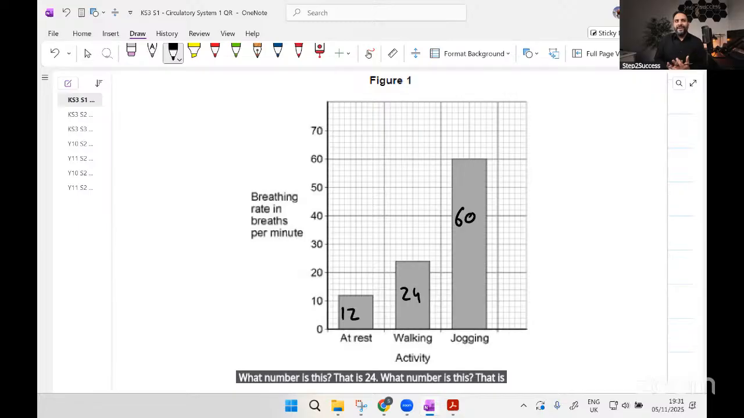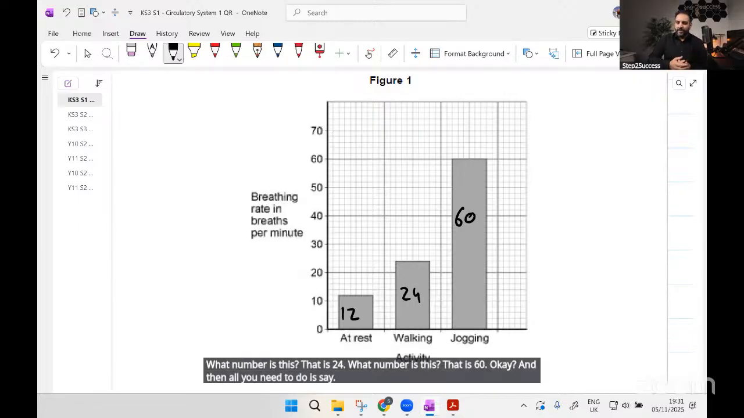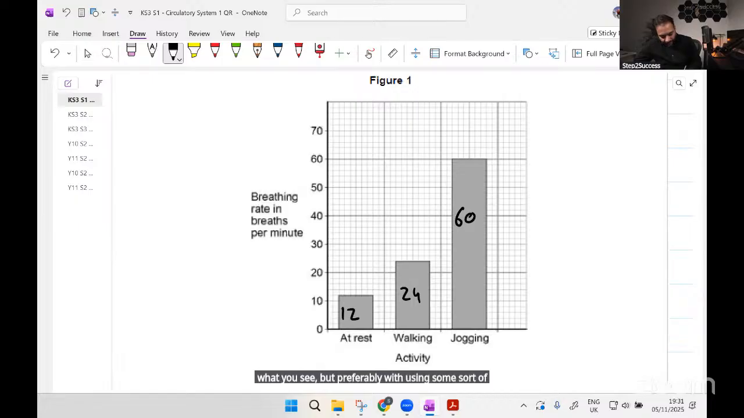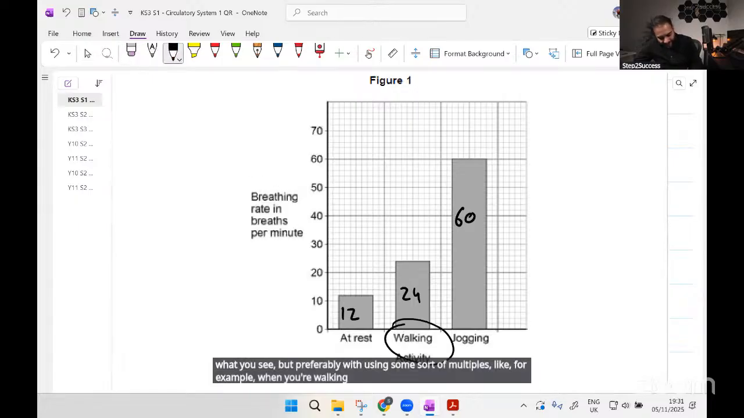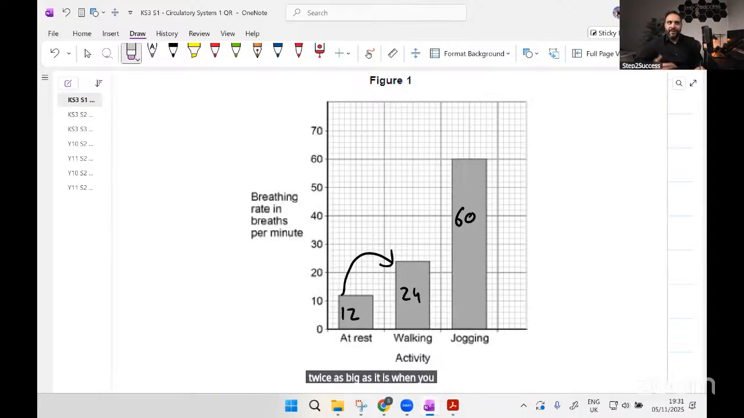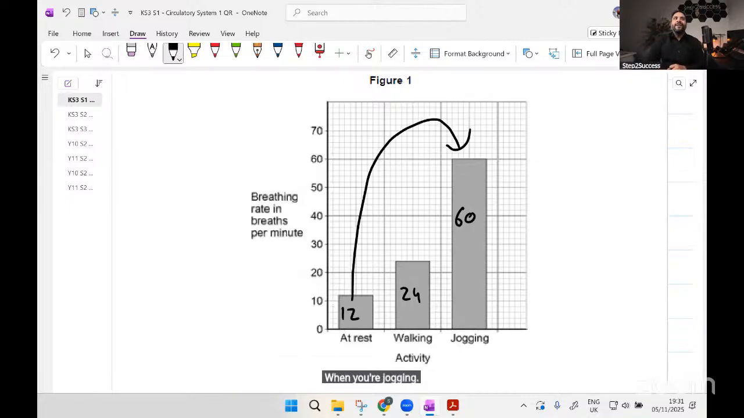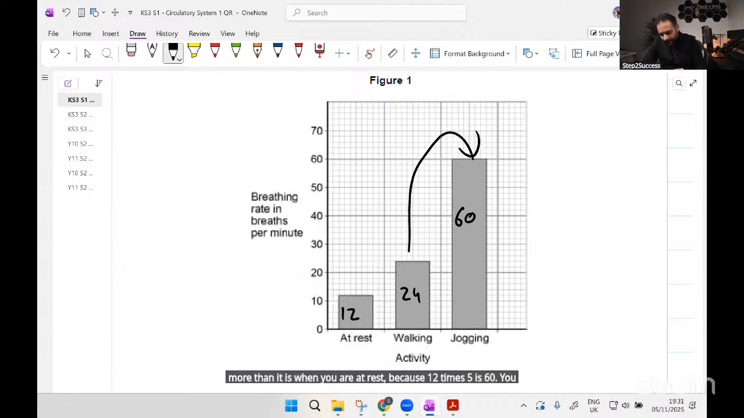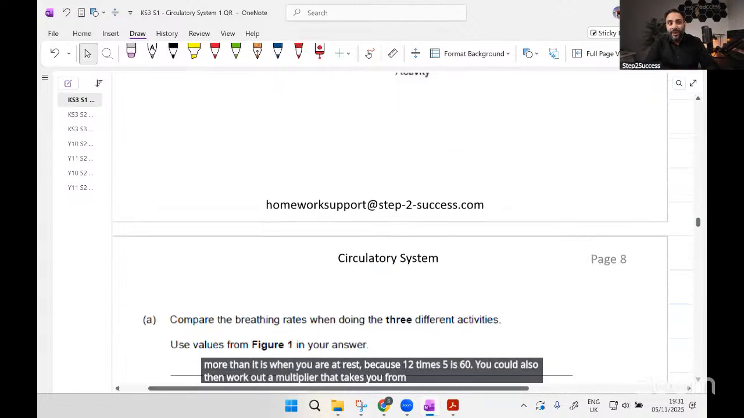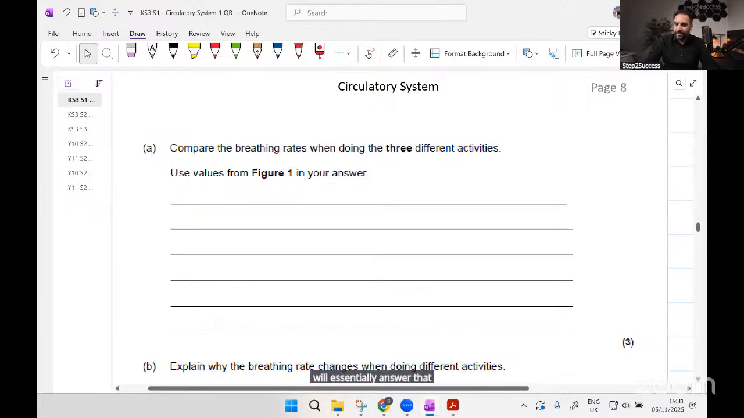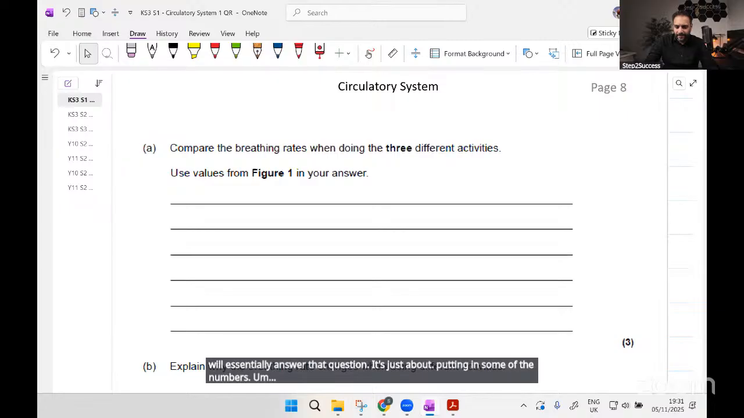Okay. And then all you need to do is say what you see, but preferably using some sort of multiples. For example, when you're walking, your breathing rate is twice as big as it is when you are at rest, right? 24 is double 12. When you're jogging, your breathing rate is 5 times more than it is when you are at rest, because 12 times 5 is 60. You could also work out a multiplier that takes you from walking to jogging, and that will essentially answer that question. It's just about putting in some of the numbers. Okay, so that covers that.